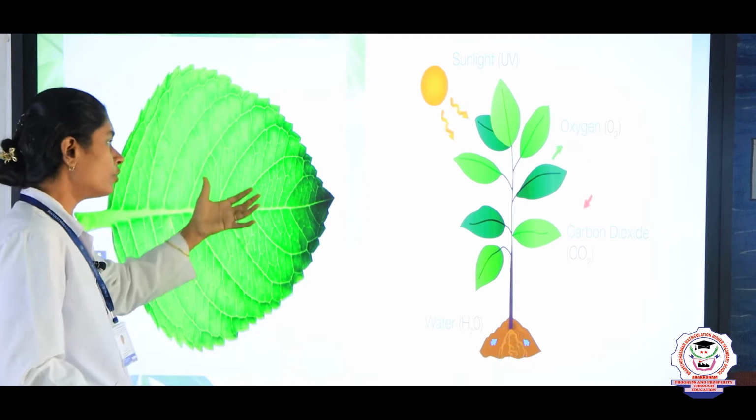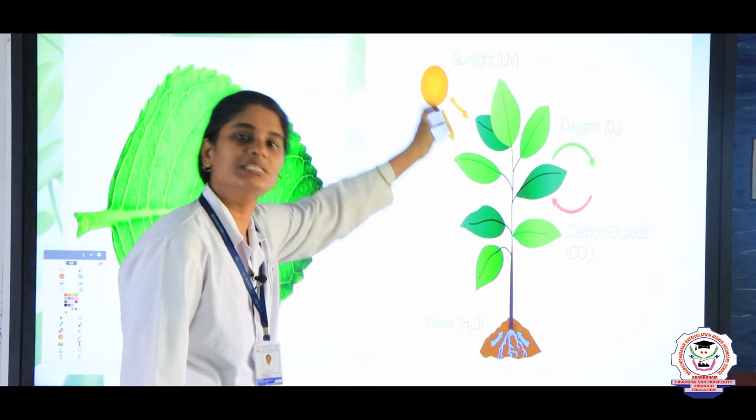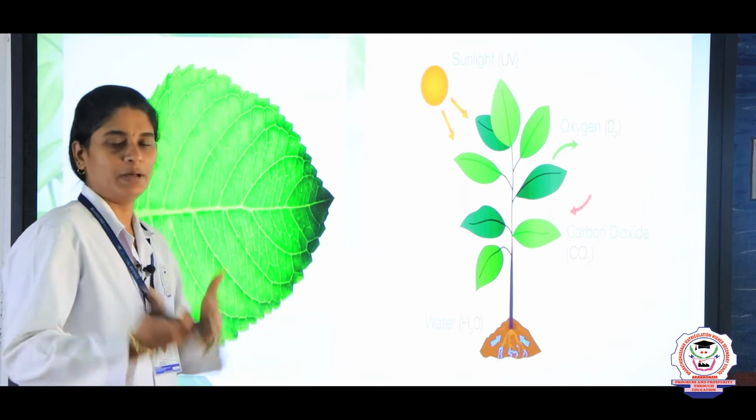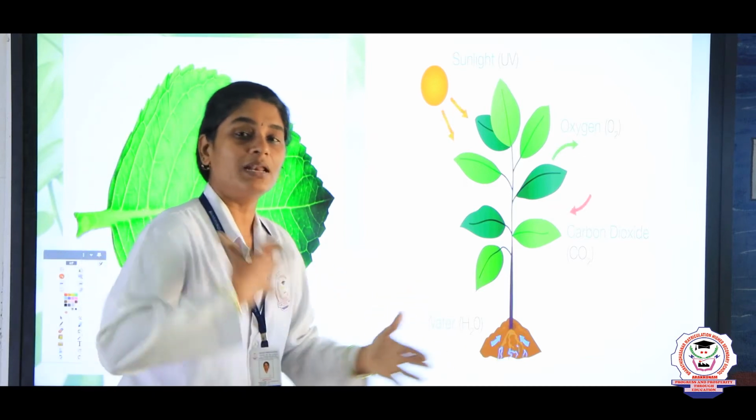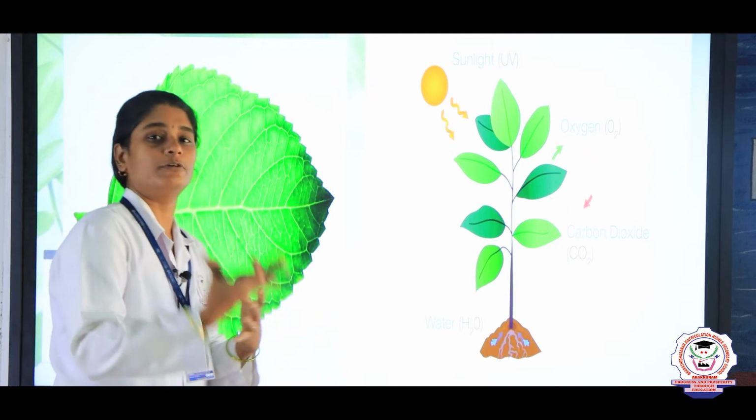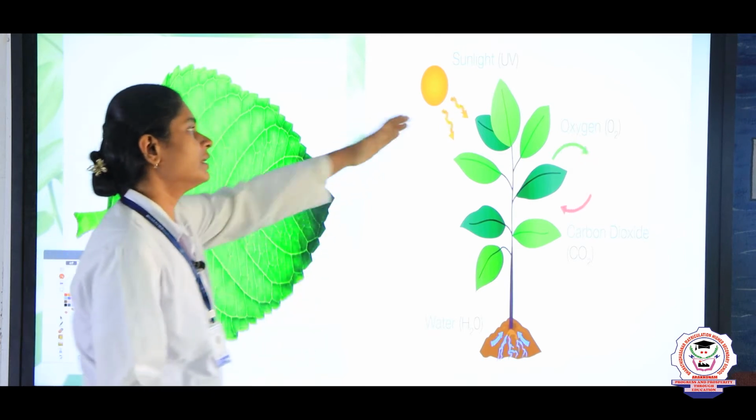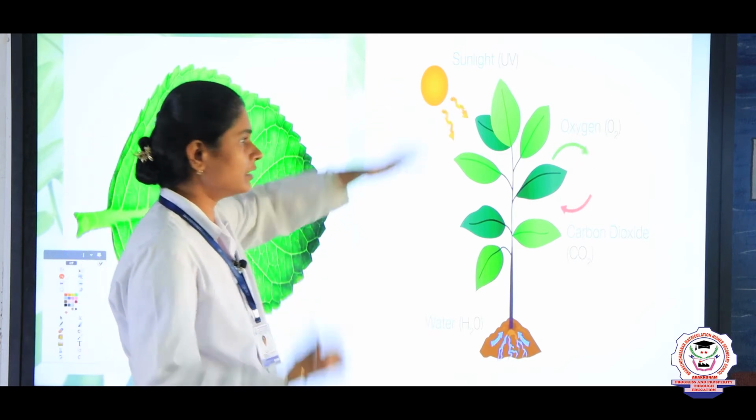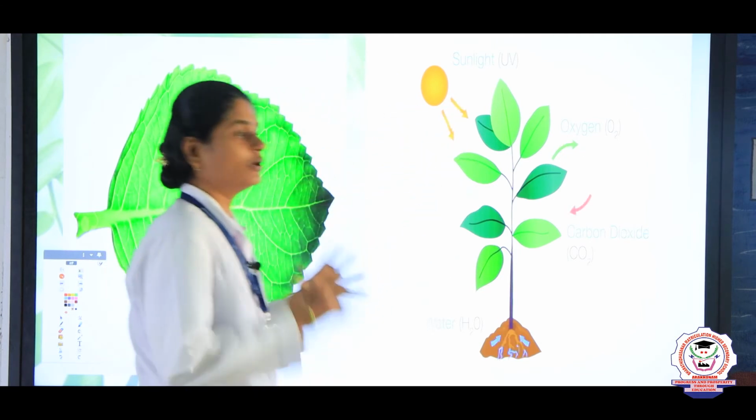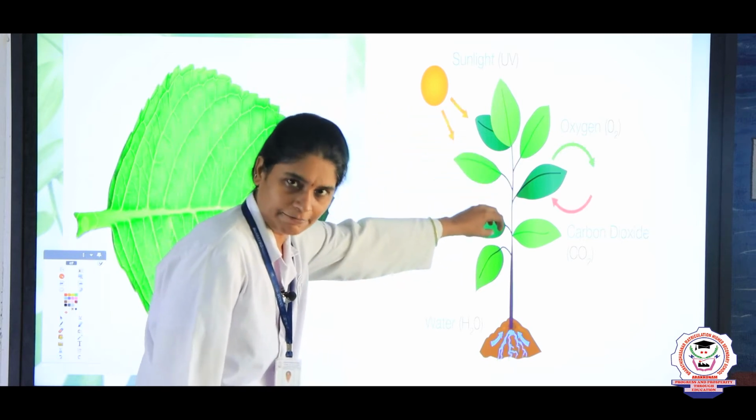So, this chlorophyll is able to absorb the light from the sun. Not only from the sun, it can even be an artificial source like a bulb or light or anything. So, from the sun or from any source of light, they absorb the light. Okay. So, this chlorophyll absorbs the sunlight and the sunlight is absorbed in the leaf, right.